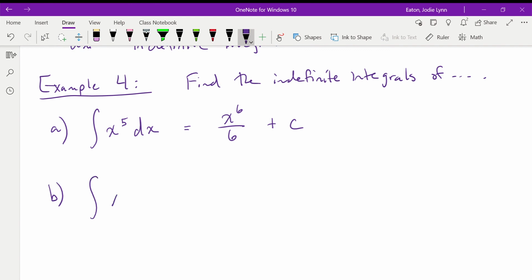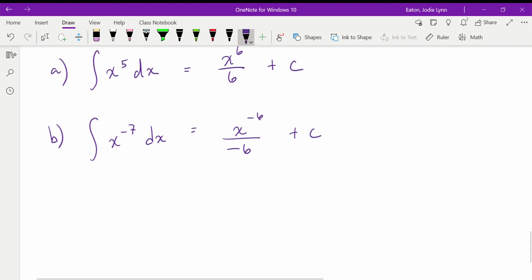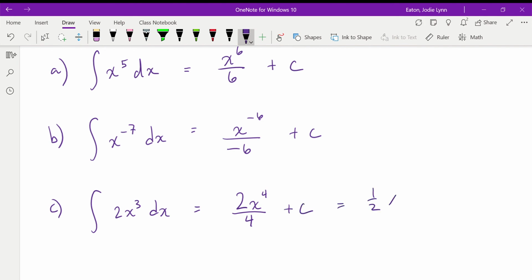B, the integral of x to the minus 7 dx. Well, we're going to up the power by 1 first, so x to the minus 6. And then we are going to divide by the new power, divided by minus 6, plus c. C, the integral of 2x cubed dx. Well, we're going to up the power by 1 first, x to the fourth. The 2 stays there, then we're going to divide by our new power, so it's 2x to the fourth over 4 plus c, which is 1/2 x to the fourth plus c, when we simplify.